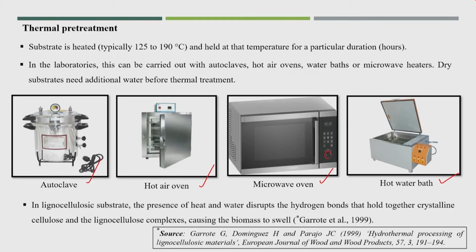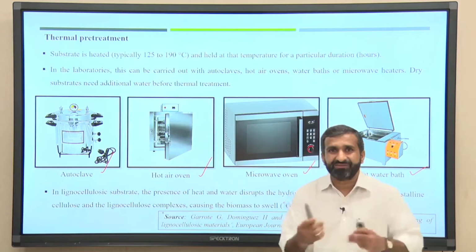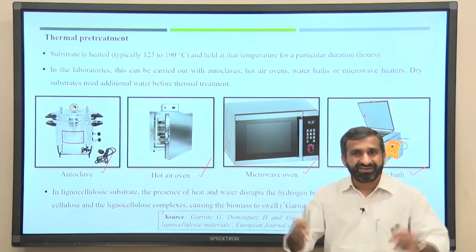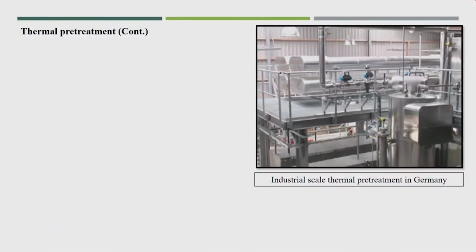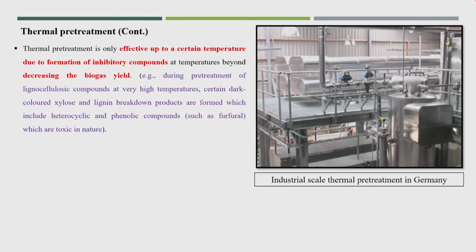And in lignocellulose substrate, the presence of heat and water disrupts the hydrogen bonds that hold together the crystalline cellulose and the lignocellulose complex, causing the biomass to swell. So, once it swells at the higher temperature, it will be available for the microbial degradation process. This is an industrial scale thermal pretreatment, one of the industries.